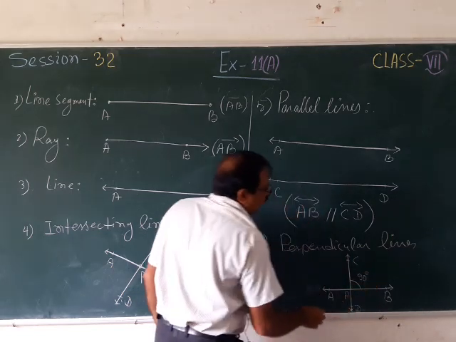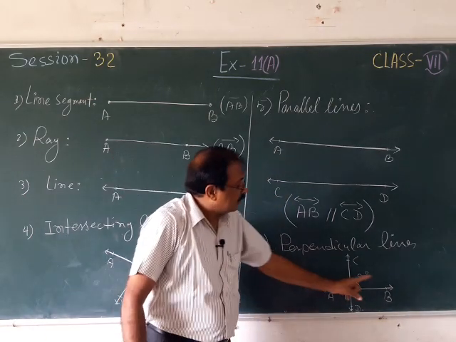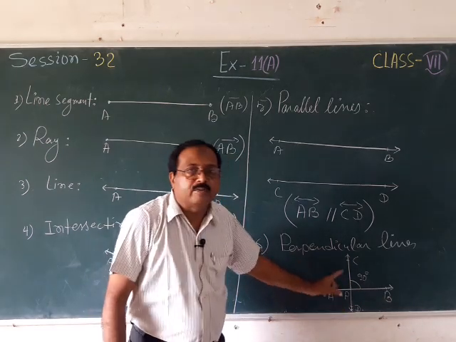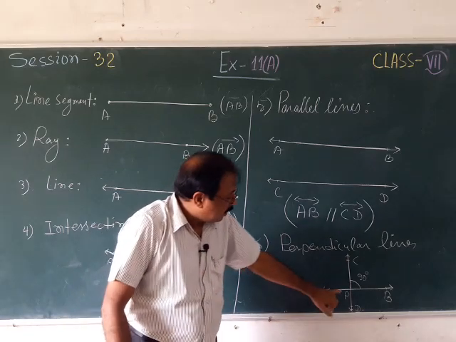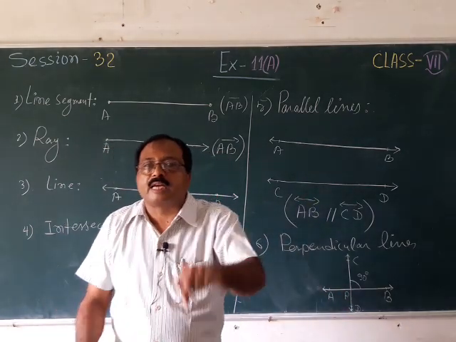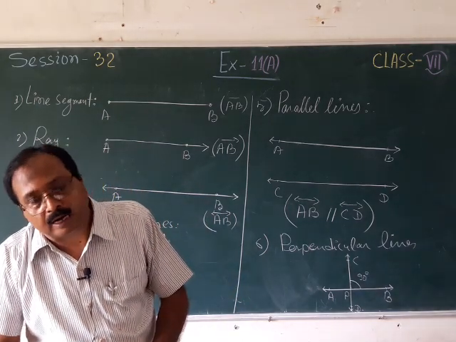If they are intersecting each other at 90 degrees, then line AB is said to be the perpendicular line for CD. AB and CD are said to be perpendicular lines if at the point of intersection they are making the angle of 90 degrees. This is known as perpendicular lines.